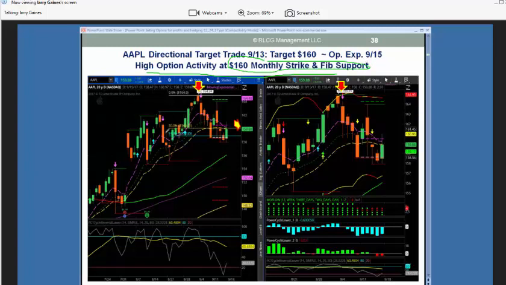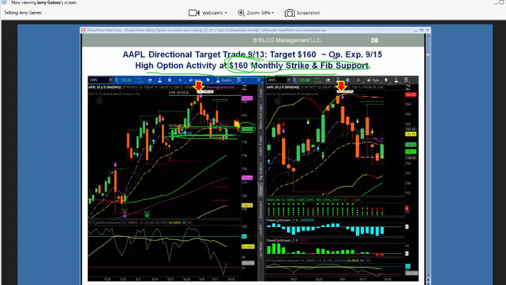I also like to incorporate Fibonacci. We had a pullback here, and it held that 618 right there, and then we saw big option activity at the 160. So we were looking for a push right back to the 50% Fibonacci level here at 160. It gave us a great target to trade to. I always want to look at where my price target is that I want to trade to.